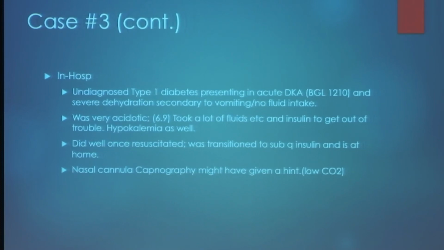Probably the reason he's laying on the floor, he's crawling into the kitchen to try to get a drink of water. He was very acidotic, 6.9. He took a huge amount of fluids and some insulin, and he was hypokalemic, which goes with the DKA as well. Once resuscitated, he was fine. He didn't know he was pre-diabetic or diabetic, and now he's a confirmed type 1 diabetic.